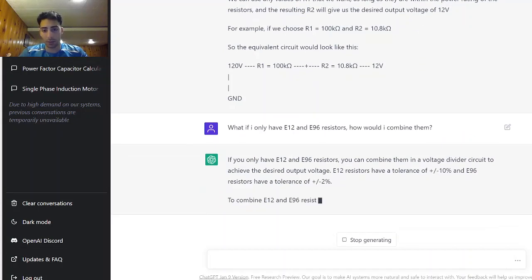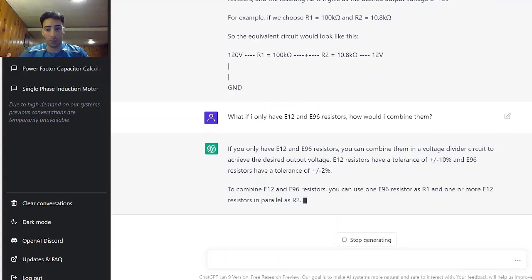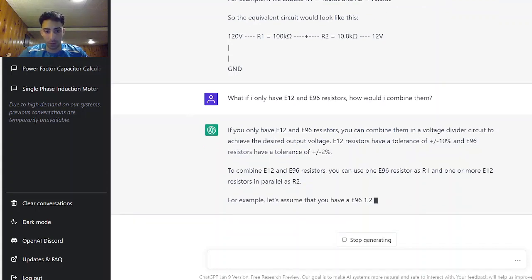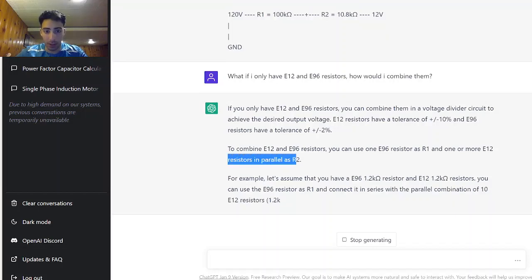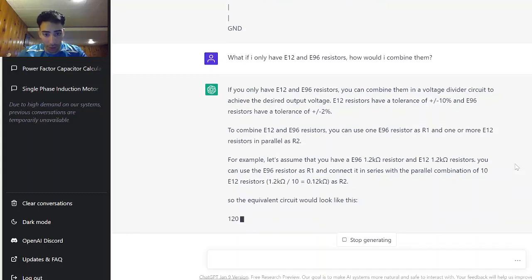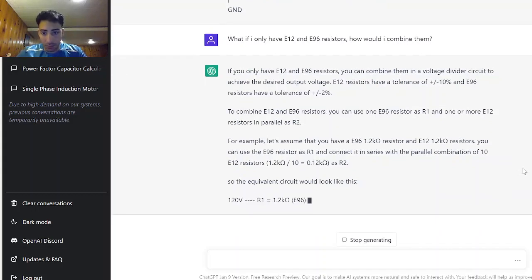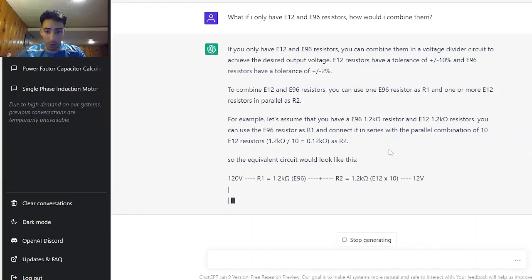Okay, it's giving me in terms of tolerance, so it's taking into account all the components of the common resistors we have. Okay, it's giving me the configuration perfect in parallel here, so I make sure I don't put them in any random way. Okay, it's giving me an example.